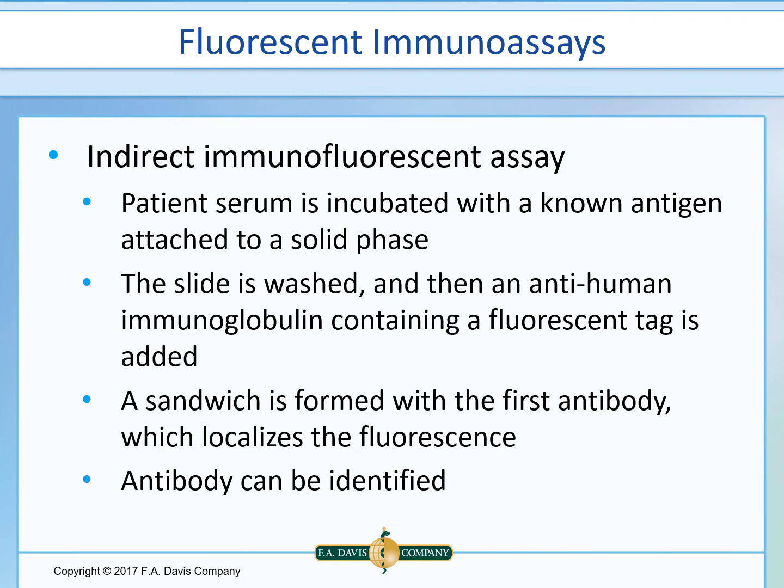So in the first step, patient serum is incubated with a known antigen attached to a solid phase. The slide is then washed and an anti-human immunoglobulin containing a fluorescent tag is added. This immunoglobulin then combines with the first antibody to form a sandwich, which localizes the fluorescence. These types of indirect immunofluorescent assays are used especially in antibody identification and have been the standard for detecting treponemal and antinuclear antibodies, as well as antibodies to a number of different viruses.